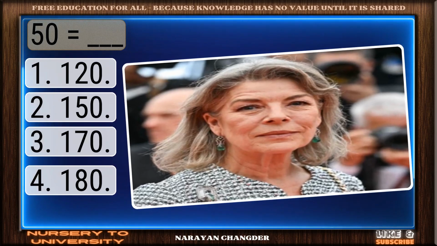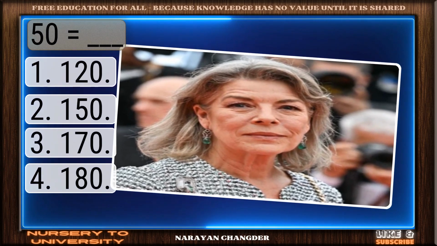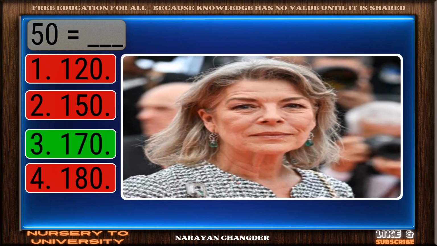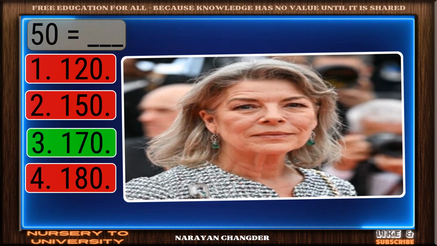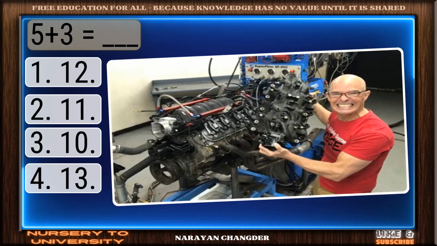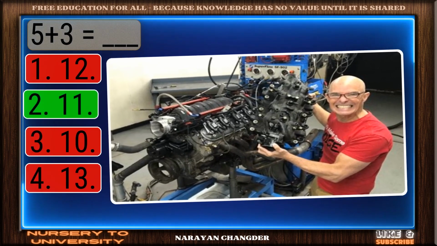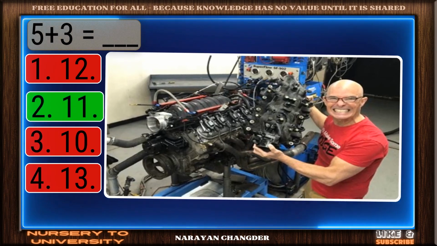Can you solve all these class 3 maths chapter 6 fun with give and take questions? 50 equal to dash. Great thinking. 1 centi is the right choice. 5 plus 3 equal to dash. Smart move. 11 is an accurate answer.